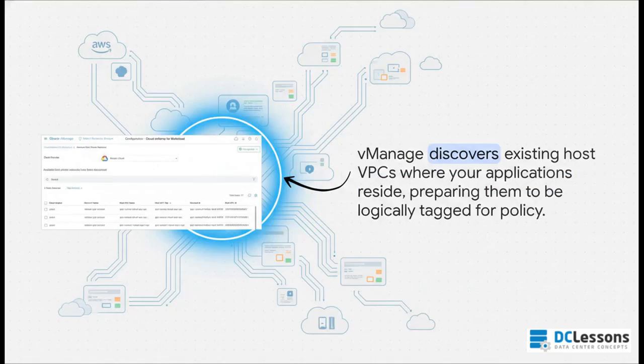With all that setup done, vManage can now do its thing, discovery. It reaches out into your cloud accounts and finds all your existing host VPCs or VNets, the networks where your applications actually live. Your job then is to apply tags to these networks. Tags are just simple labels, but they're incredibly powerful. They let you group networks by function, like production, dev, or PCI. And it doesn't matter what their IP addresses are or which cloud they're in.